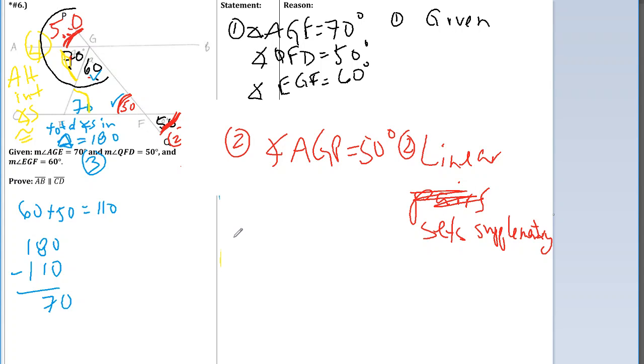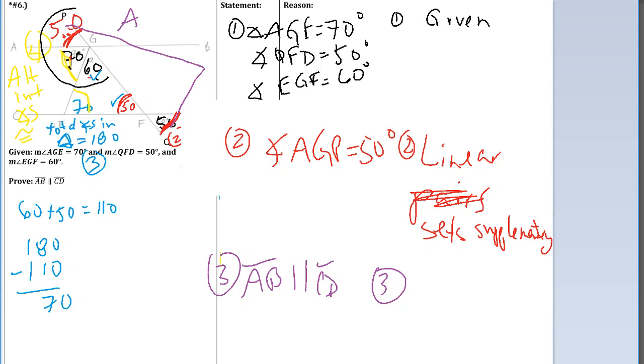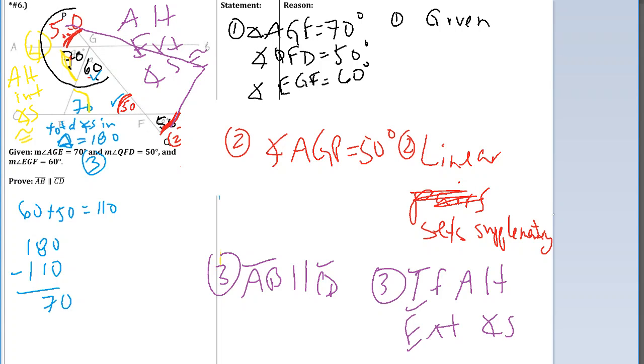So now we have this 50-degree angle, and we can finish by saying that AB is parallel to CD because alternate exterior angles are congruent. So this is if alternate exterior angles are congruent, then two lines crossed by a transversal are parallel.